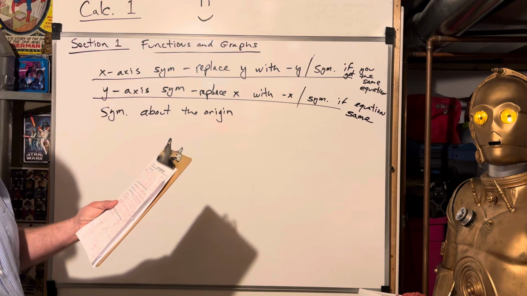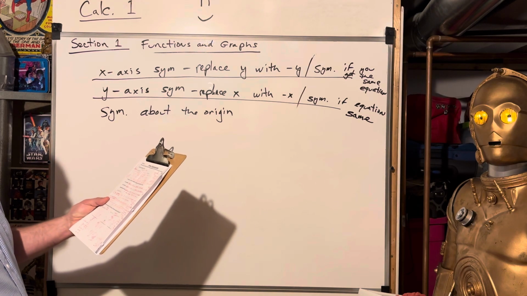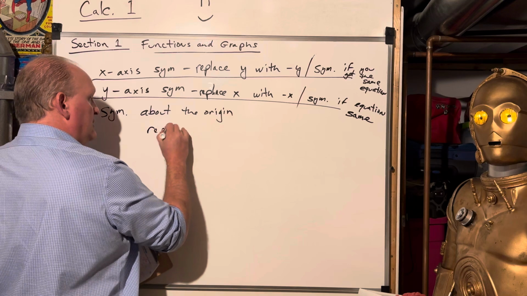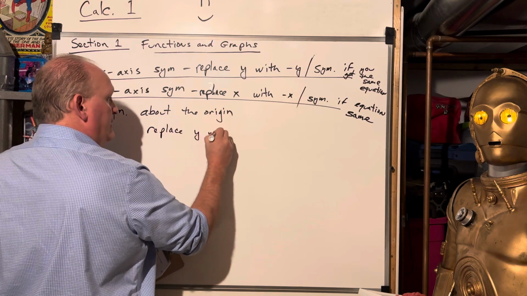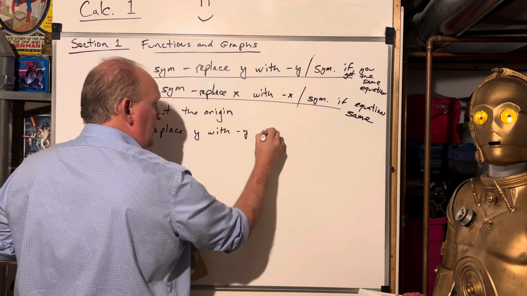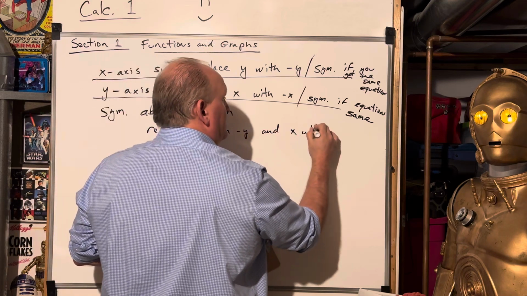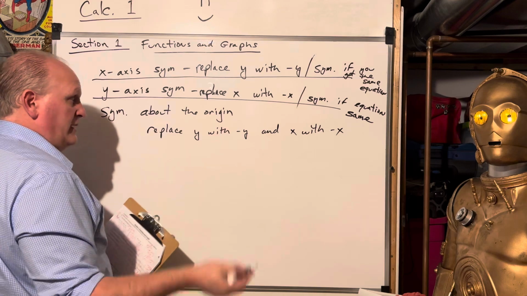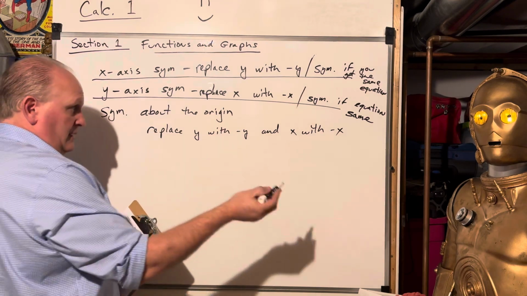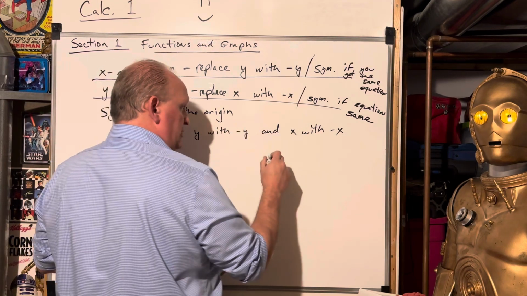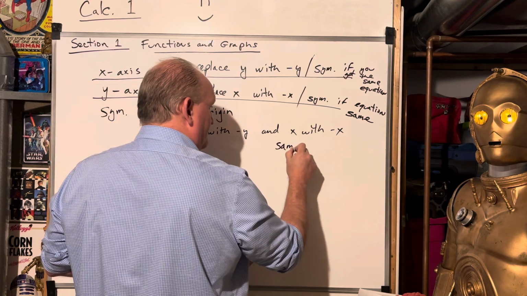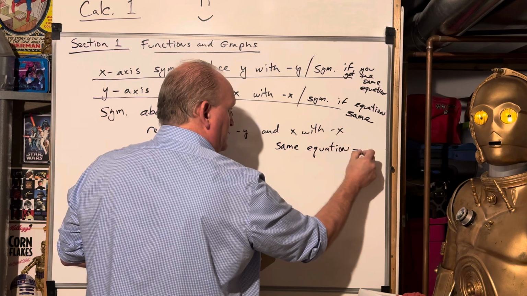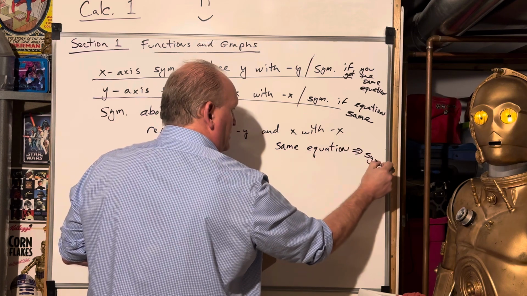All right, and then symmetric about the origin, you do kind of both. You replace y with negative y and x with negative x. And then if you end up with the same equation that you started with, it's symmetric about the origin. So same equation means symmetric about the origin.